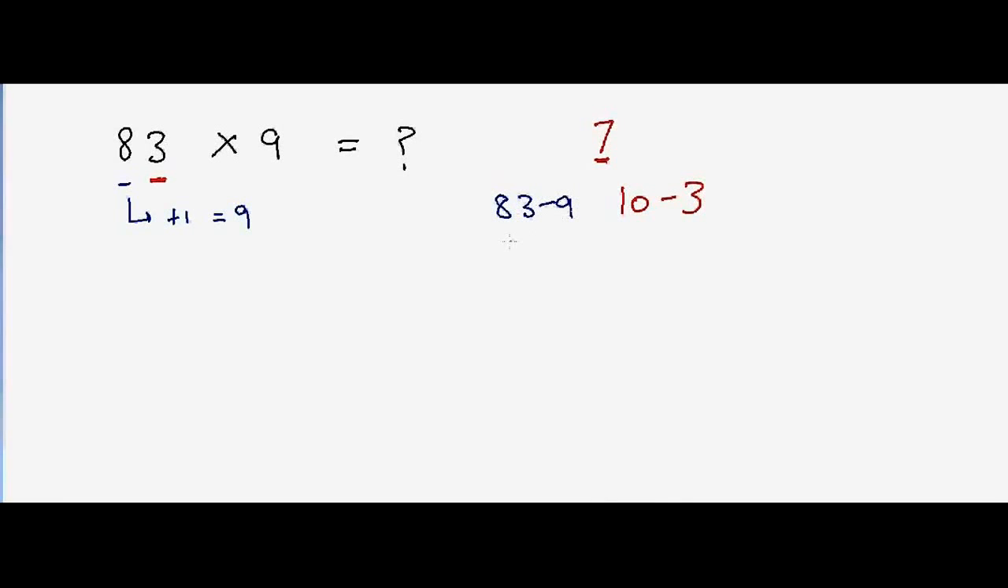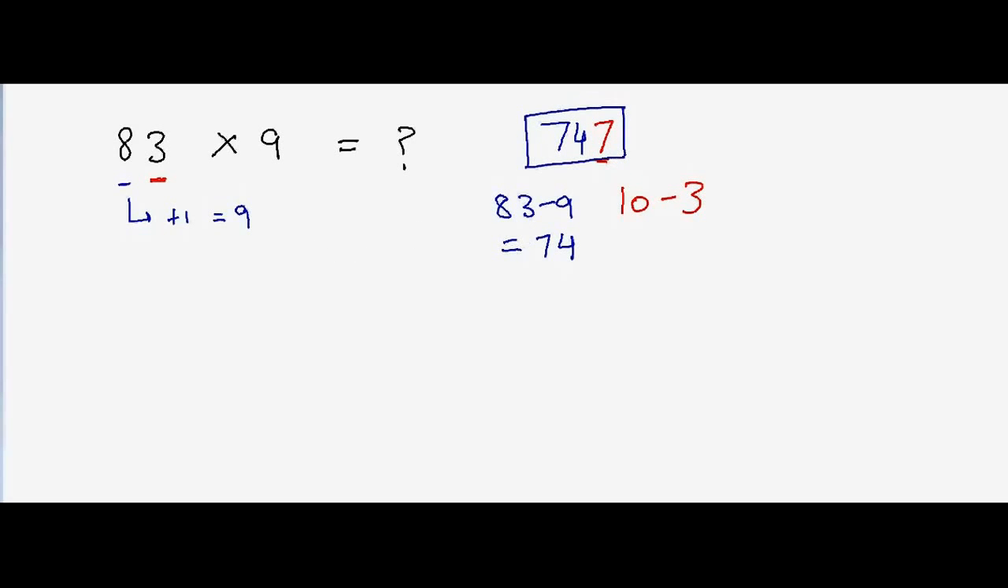Now I'll take the first digit. So first digit is 8. I will take the increment of 8. So 8 plus 1 is equal to 9, and then I'll subtract 9 from 83. So 83 minus 9 is equal to 74. So answer will be equal to 747. So this is our answer.